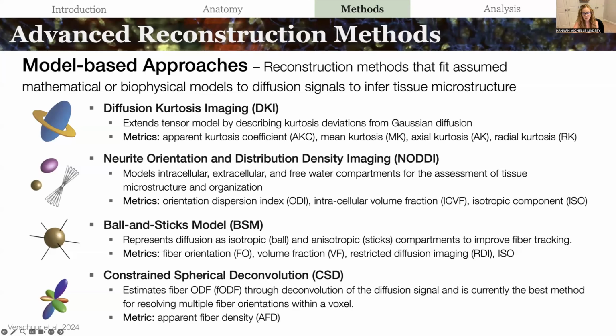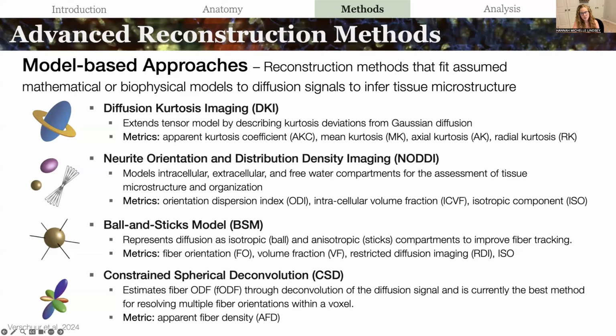Constrained spherical deconvolution is an advanced technique that deconvolves or removes noise from the diffusion signal to estimate the fiber ODF, or FODF, and that reflects the relative density or proportion of fibers oriented along different directions within a voxel. From the FODF, an estimate of apparent fiber density can be extracted, and this reflects the relative contribution of each fiber population to the overall signal.